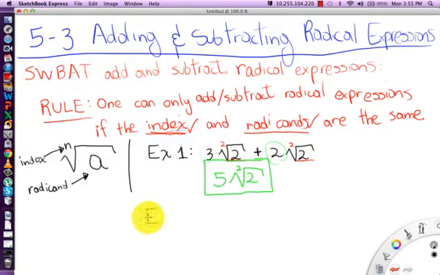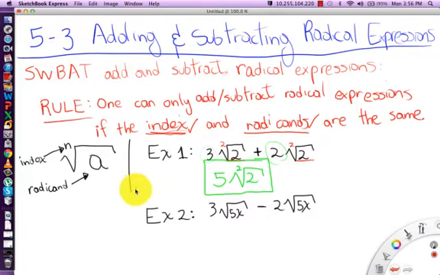Let's say that I have 3 times the square root of 5x, minus 2 square root of 5x. So we're going to go ahead and take a look at the same things. We want to check that the index is the same and that the radicand is the same. So what's my index here? It's 2. My index here is also 2, so these match. What about the radicand? The radicand is 5x and 5x. So the radicands also match. Therefore, I can easily combine these two.